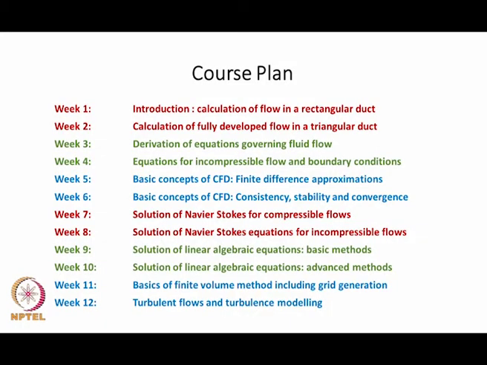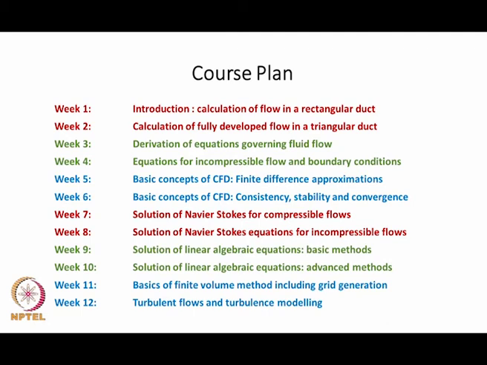So the outline, the course plan, is what is given here. We are looking at a 12-week course. Within this, I'd like to take you through a CFD approach to the solution of governing equations, and I'd like to touch upon all the important concepts which will enable us to get to the solutions of these. So we have 12 weeks, including this particular week. In the first 2 weeks, we are going to look at the CFD in its simplest form.